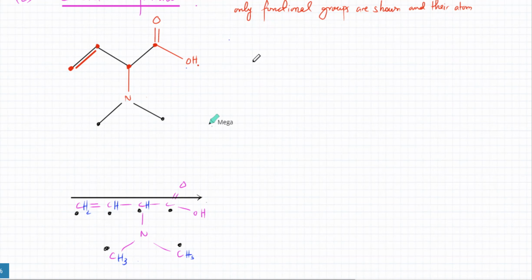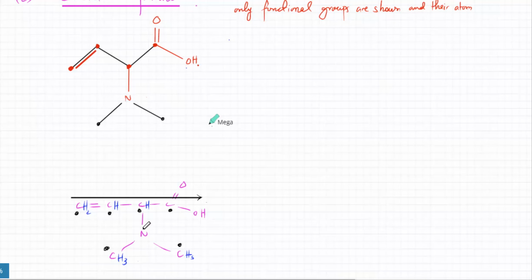Functional groups have to be shown. So carboxylic acid on the fourth one, that's double bond O and OH. Remember not to draw any straight line. Like the OH should not be pointing in this direction. If this line is over here, the other line should be in some other direction.